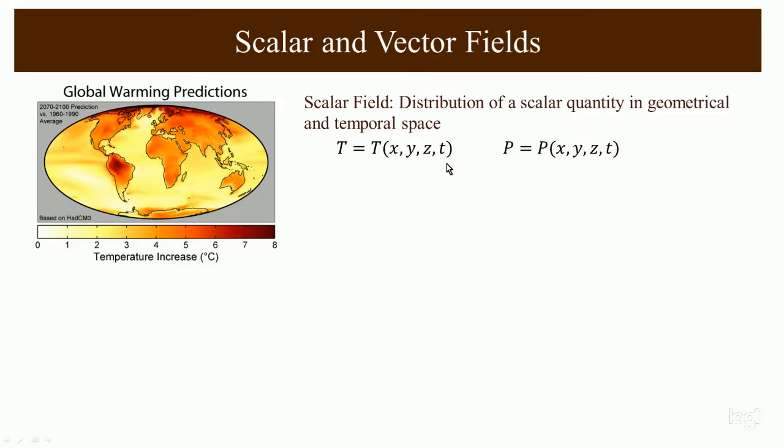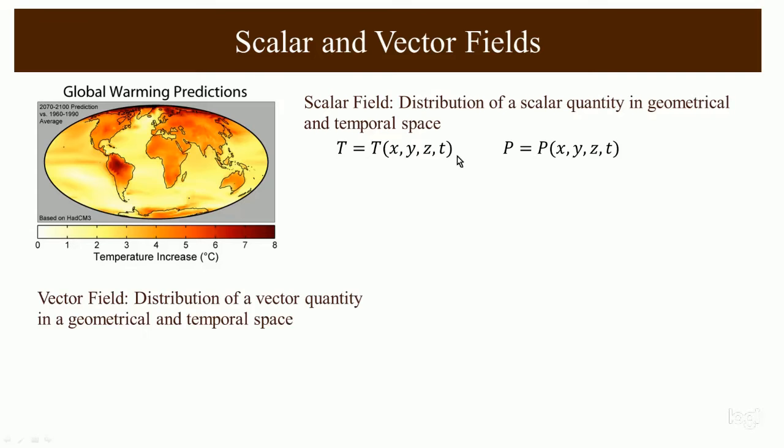Similar way I may have pressure distribution also. For example, in a cyclone, how the pressure varies at various locations, at the radial location of the cyclones can be seen, and that becomes a scalar field, okay.